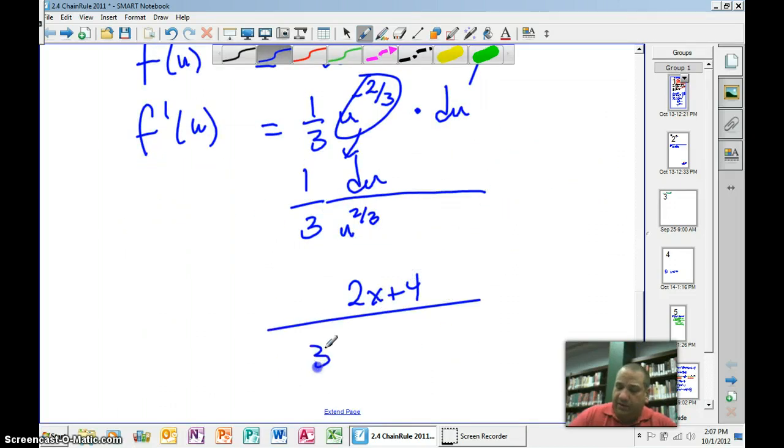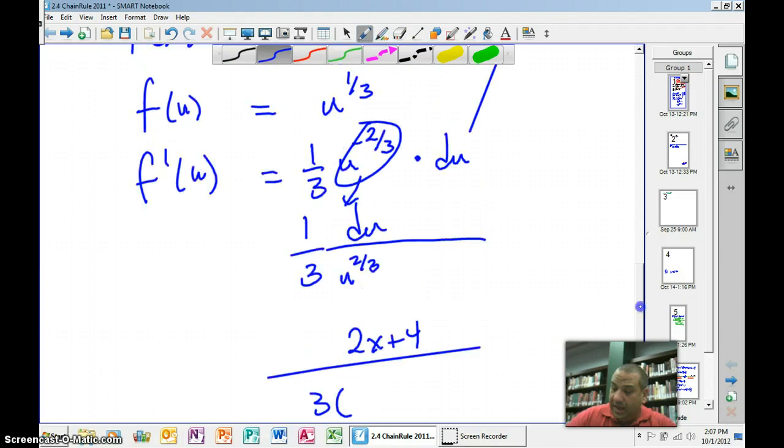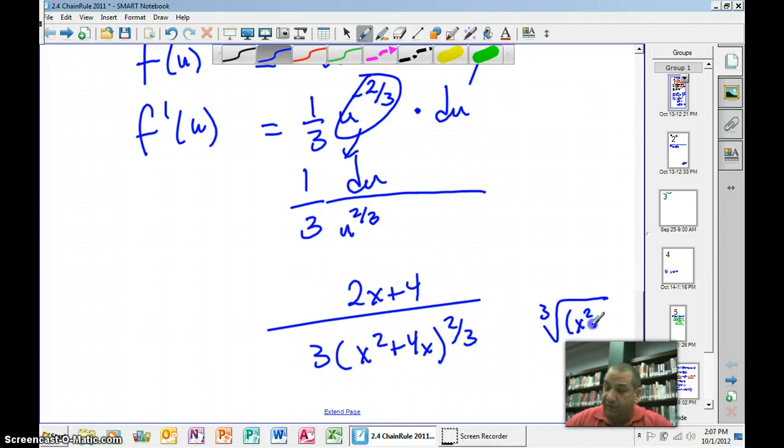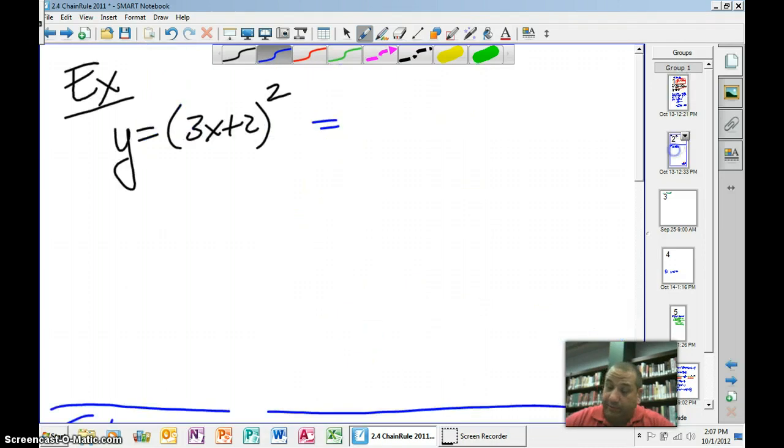And on the bottom, it's 3 times... I don't want to do this. I want to keep it as x squared plus 4x, and that's all to the 2/3 power. Good? 2/3 power, by the way, underneath would be the cube root of something squared. If you're keeping track at home, that would be algebra 2. Chain rule. Done. Let's do another one.